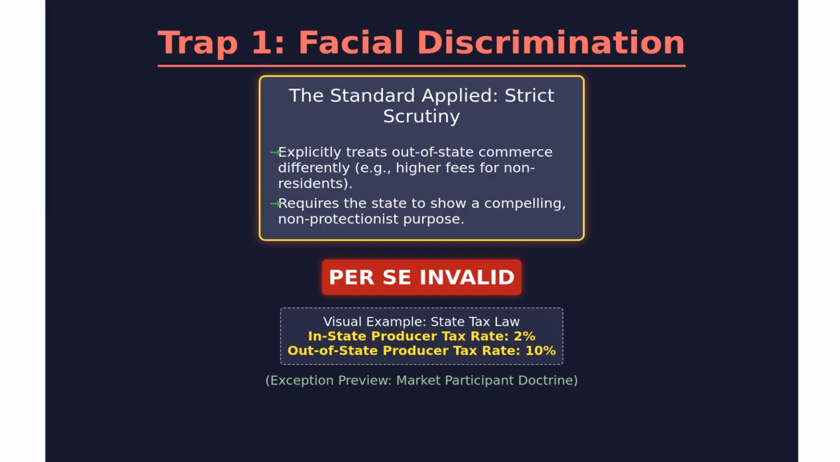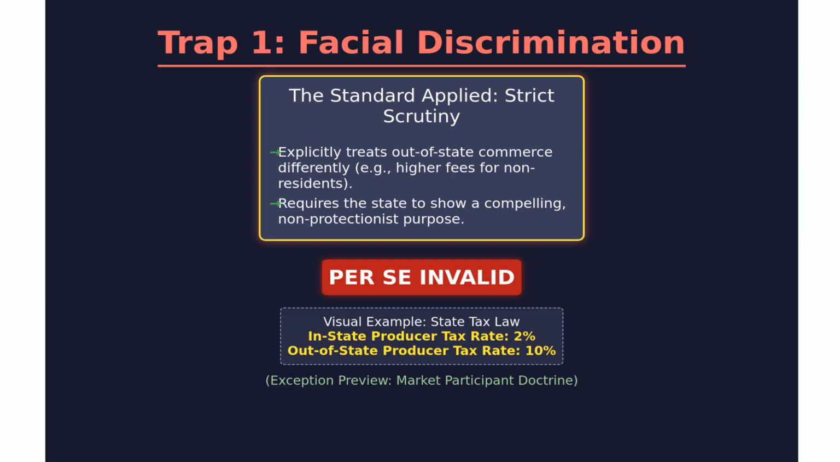We now move directly into analyzing the first major trap: facial discrimination. This occurs when a state law, on its face, explicitly treats out-of-state commerce differently than in-state commerce. Think of a statute imposing a higher license fee on non-resident truckers, or an outright ban on importing certain goods from other states. When a law is facially discriminatory, the court applies the most severe standard, strict scrutiny. This standard is so demanding that the law is considered per se invalid on its face, unless the state can meet an almost impossible burden of justification.